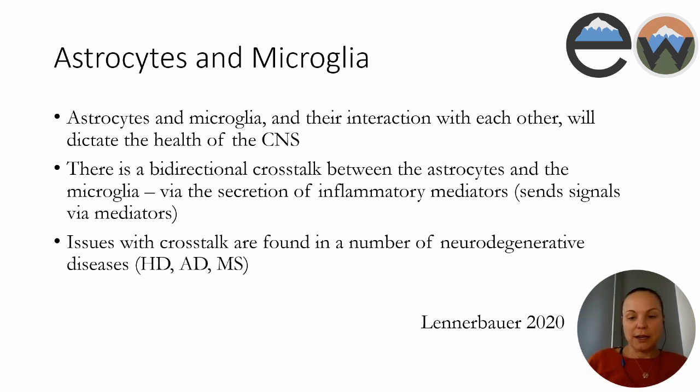Interestingly, and I'm going to get more into this in my other presentations, there's the issue with crosstalk. If somebody has an issue with the crosstalk of their astrocytes and microglia, this is actually found in a number of neurodegenerative diseases that are out there: Huntington's disease, Alzheimer's disease, and multiple sclerosis.